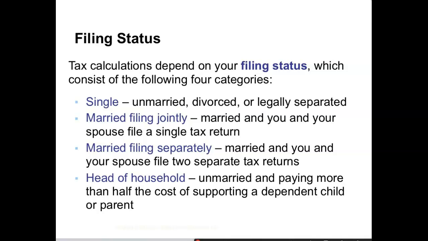Married filing separately, that means you're married and your spouse and you file separate tax returns. Why do they have different categories for those? Well, there can be tax implications if you, say, own your own business and it's under your name and not your spouse's name. Sometimes it just makes more sense to file separately in cases like that. And then the last one is head of household, and that means you're unmarried and you're paying more than half the cost of supporting a dependent child or a dependent parent.